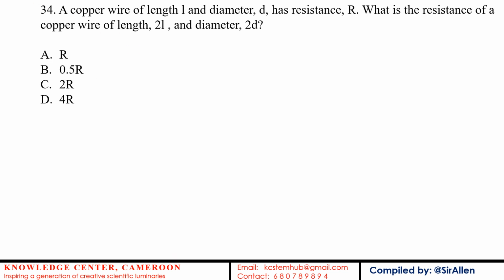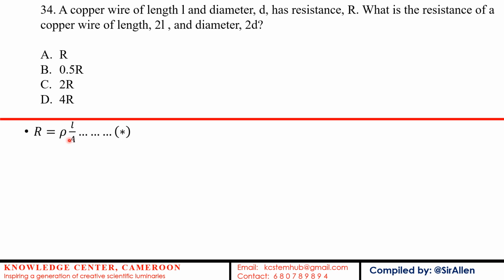A copper wire of length L and diameter D has resistance R. What is the resistance of copper wire of length 2L and diameter 2D? Okay, so notice that R is rho L over A. This is a general expression for resistance. So our area is pi d squared over 4, so we can simplify that to have R as rho 4L over pi d squared. That's our equation 1. Now you're expressing resistance in terms of length and diameter, because we're changing those two parameters here.